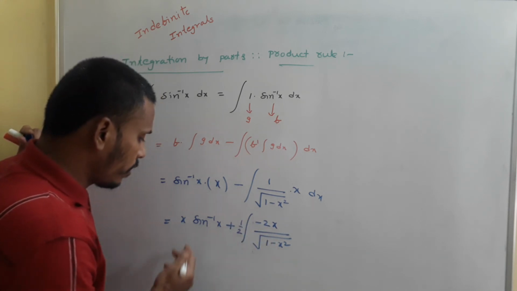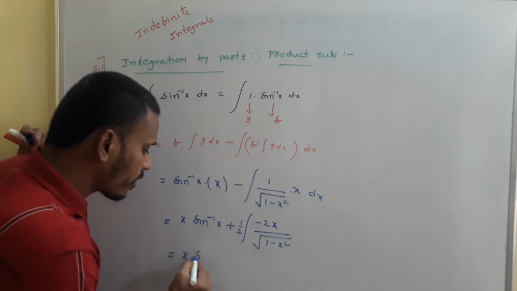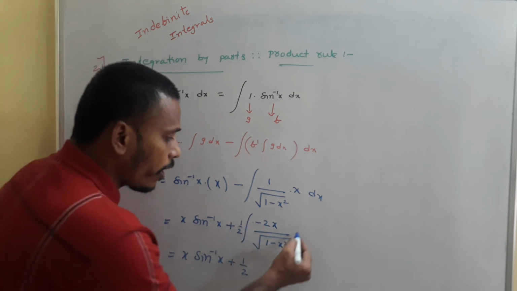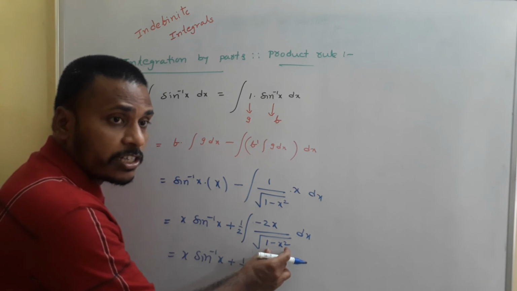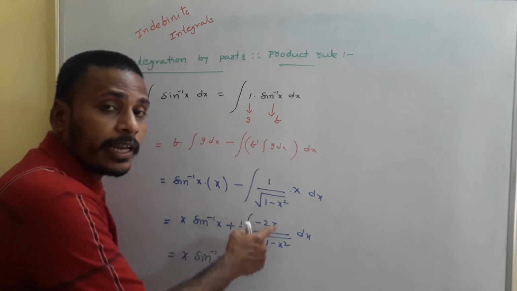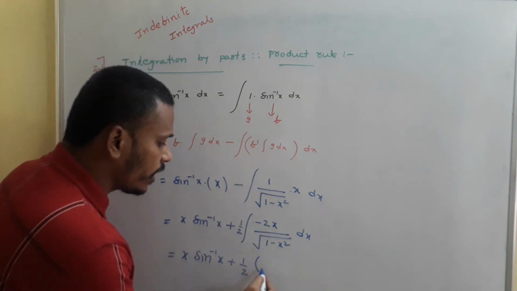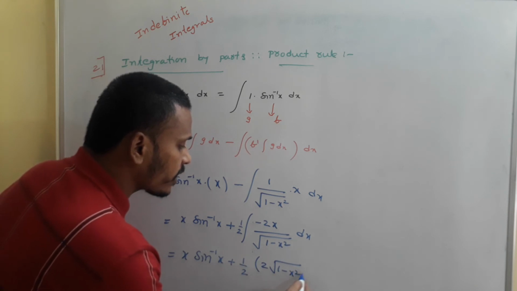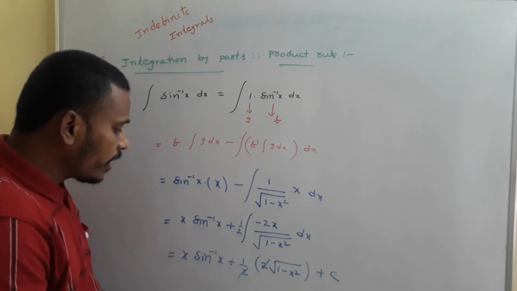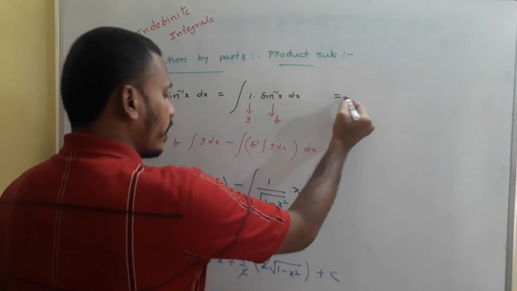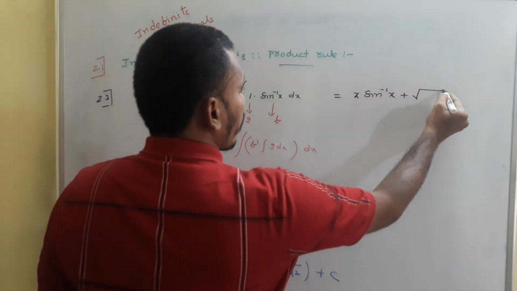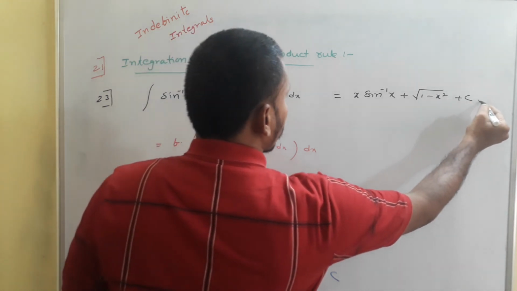And now what is this answer? This is equal to x sin inverse x plus 1 by 2 into, just observe this. Here we have 1 minus x square, some function f of x, and its derivative is in the numerator. f dash of x by root f of x is 2 root f of x, as we discussed. This is 2 root of 1 minus x square plus c. You just cancel out this 2 and that 2. At the end, what is this integral of sin inverse x dx? So our answer at the end is x sin inverse x plus root 1 minus x square plus c.